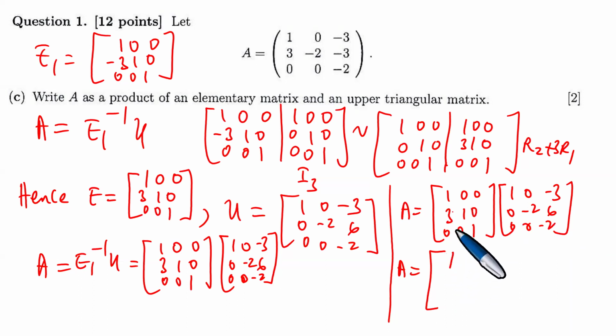This by that is going to be 1. This by that is going to be 0. This by that is going to be minus 3. This by that is going to be exactly what? 3. This by that is going to be what? It's going to be exactly minus 2. This by that is going to be minus 9 plus 6, and that is minus 3. And this by that is going to be a 0, another 0, and this by that it's minus 2. So this confirms that indeed this is correct.